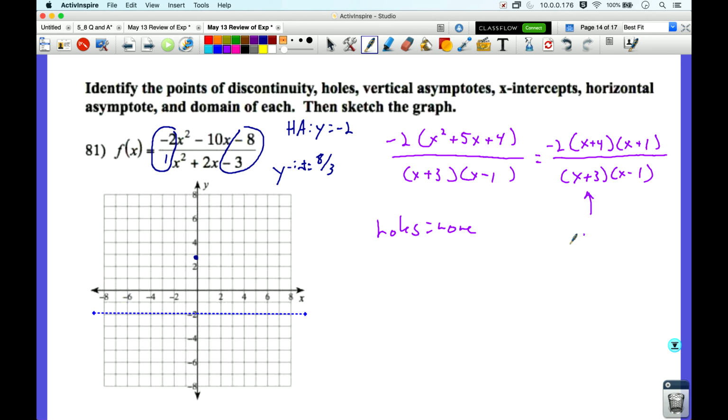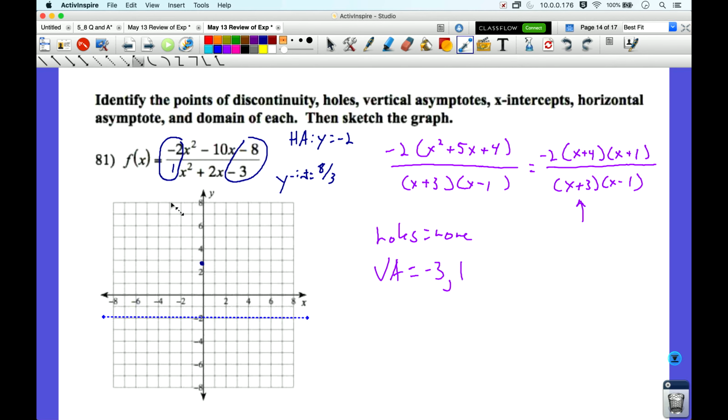And then these values on the bottom give us our vertical asymptote. So we're going to have a vertical asymptote at negative 3, so it's the value that makes it equal to 0, and 1. All right, go ahead and add those in.